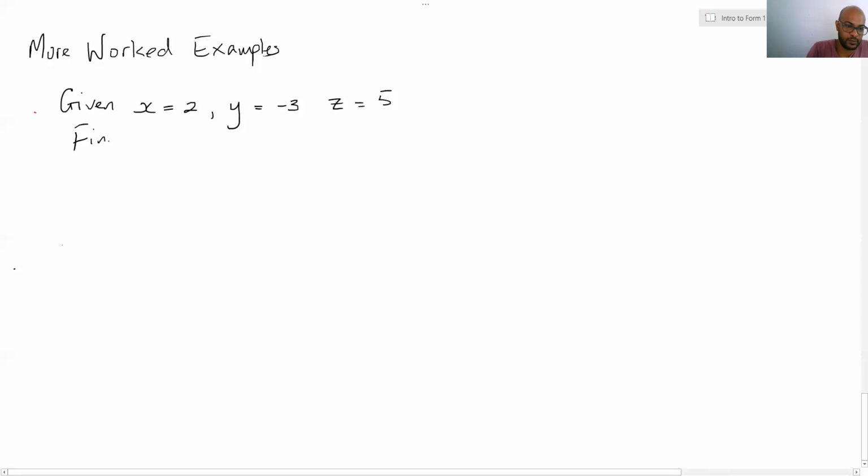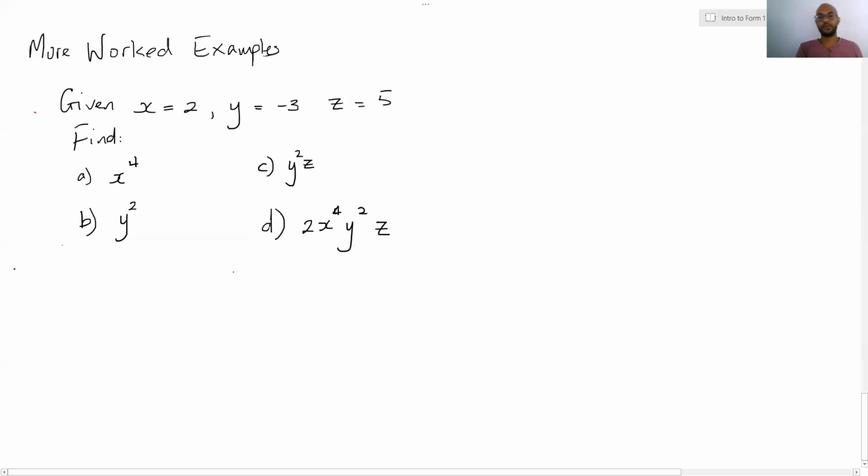Find a, what is x to the power of 4; b, what is y squared; c, how about y squared by z; and d, 2x to the power of 4, y squared, z. Same substitution we do. All right, so let's look at the first one.